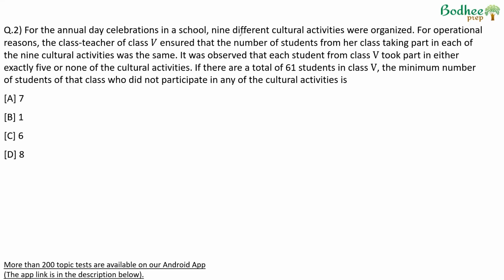For the annual day celebrations in a school, 9 different cultural activities were organized. For operational reasons, the teacher of class 5 ensured the number of students from her class taking part in each of the 9 activities was the same. It was observed that each student from class 5 took part in exactly 5 or none of the cultural activities. If there are a total of 61 students in class 5, the minimum number of students of that class who did not participate in any of the 9 cultural activities is.